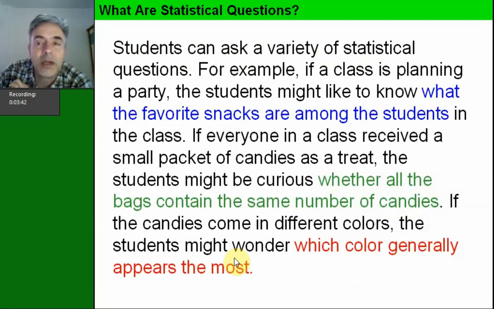Students can ask a variety of statistical questions. For example, if a class is planning a party, the students might like to know the favorite snacks among the students in the class. If everyone in a class receives a small package of candy as a treat, the students might be curious whether all the bags contain the same number of candies. If the candies come in different colors, the students might wonder which colors generally appear the most. So these are examples of statistical questions because they have something in common. I'm going to be talking about them. This is what makes them a statistical question.